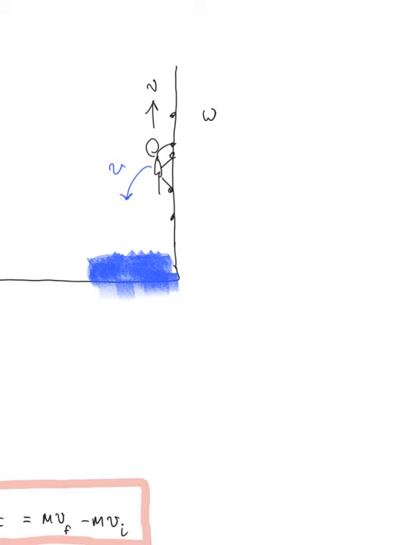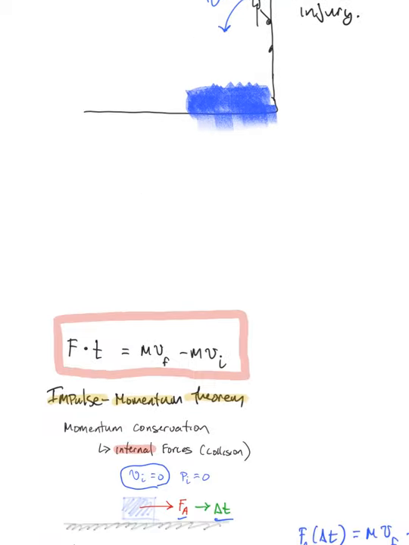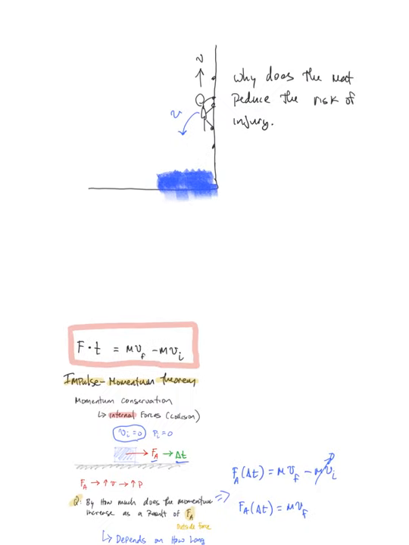Why does the mat reduce the risk of injury? I could put it in a very formal way. And you might just say, oh, because it's soft, but okay, that doesn't really help us. Impulse momentum theorem, however, does. If we go down to the impulse momentum theorem, what's the mat going to do?